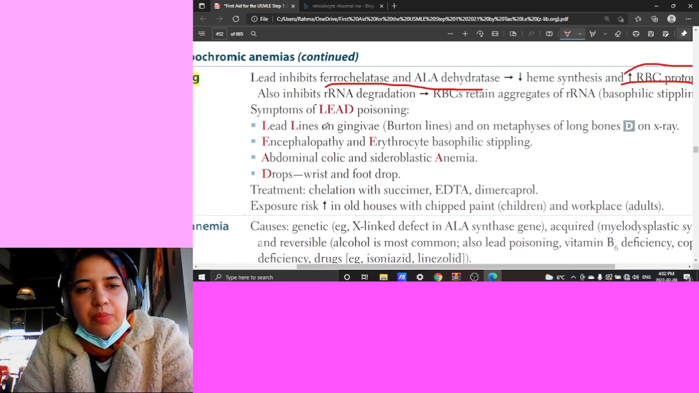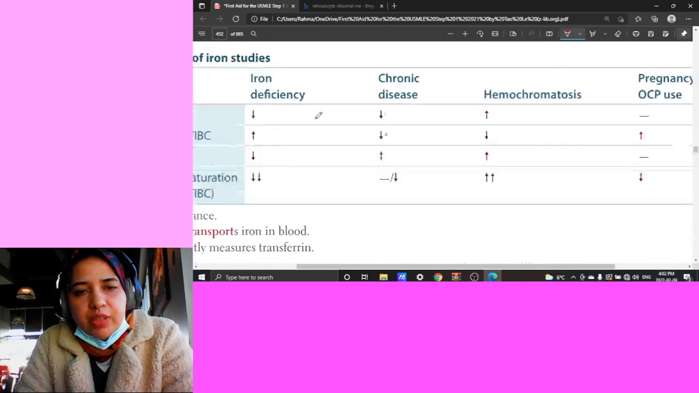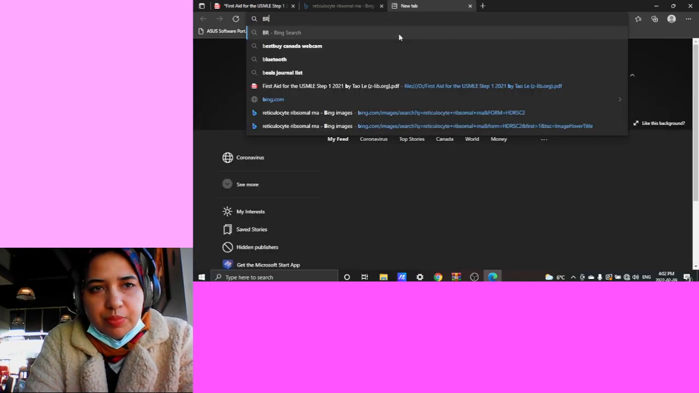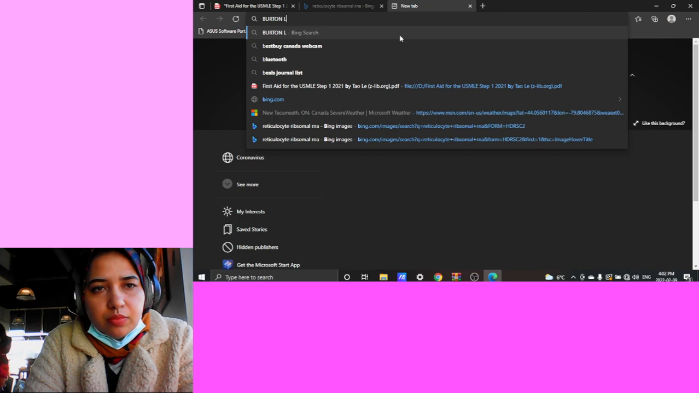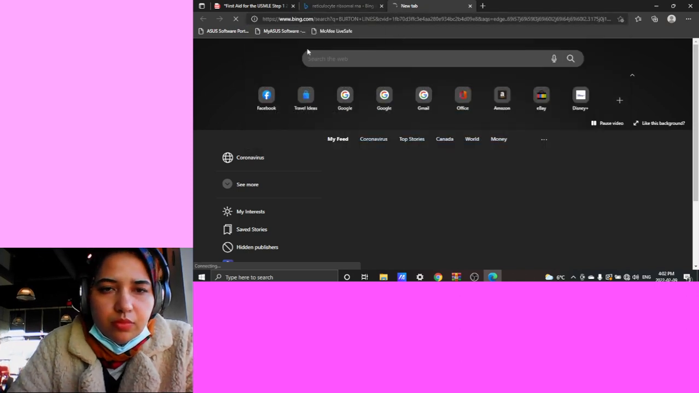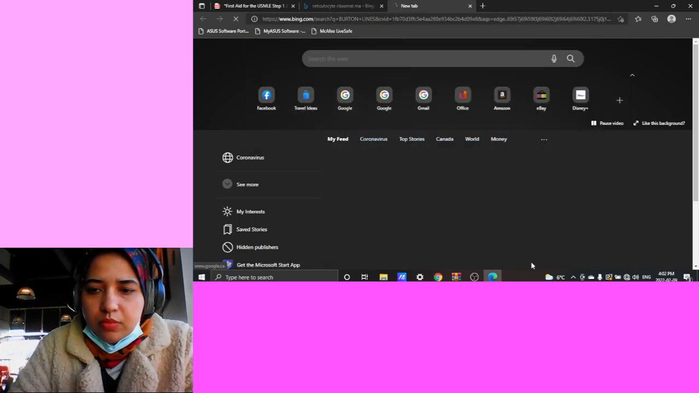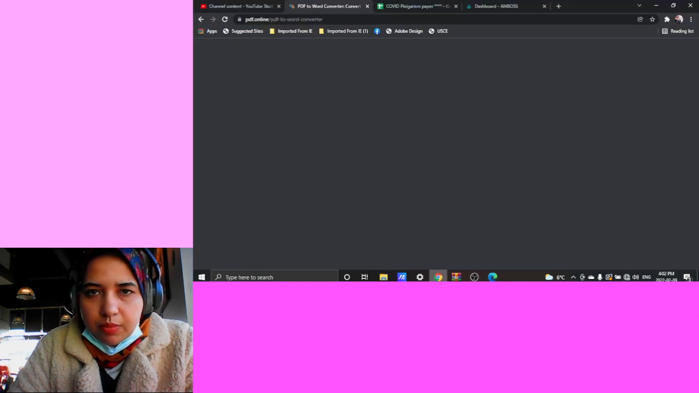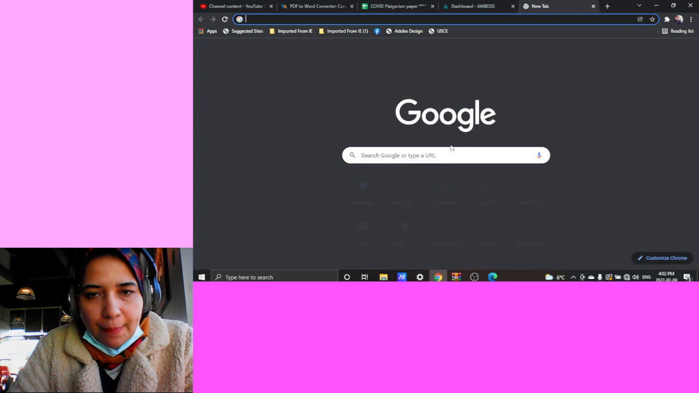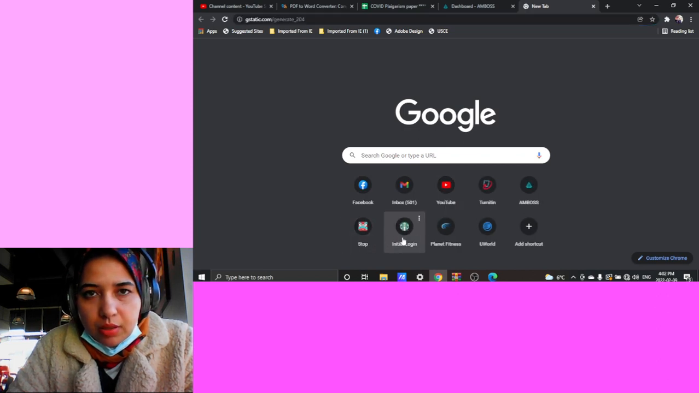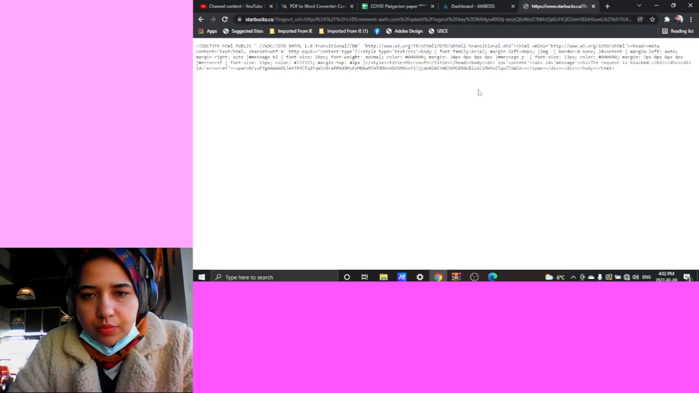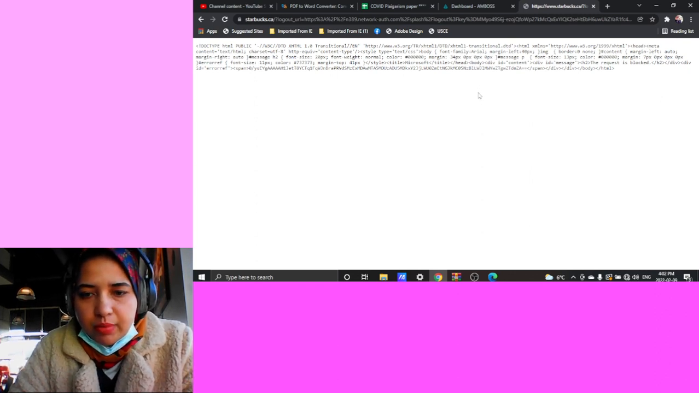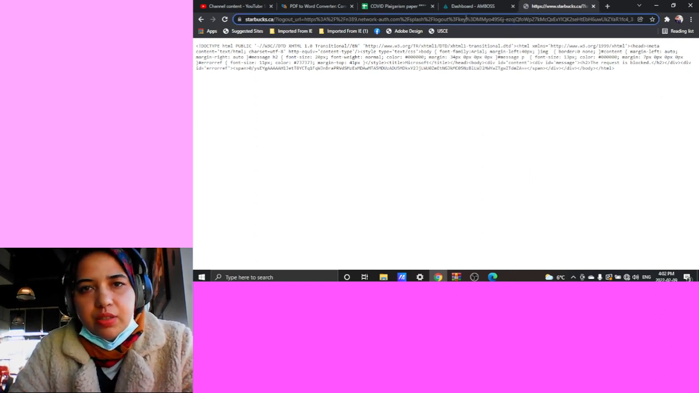And the symptoms are going to be clear. The lead lines on the gingiva, so these are Burton lines. Because it's important to see these things. Don't rely on memorizing. The easiest way to memorize is just to look at it.